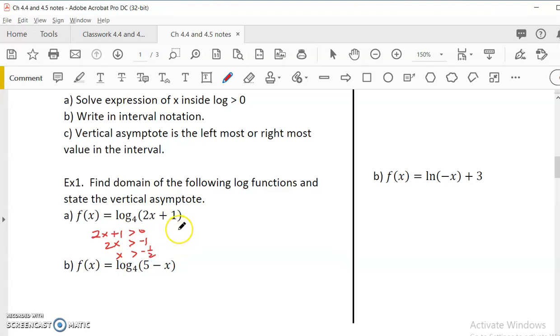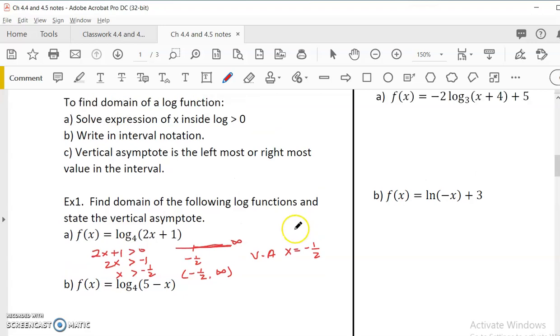In interval notation, it is negative 1/2 all the way to infinity, not including negative 1/2. Negative 1/2 is the leftmost boundary, so the vertical asymptote is x equals negative 1/2. It would not touch negative 1/2. It's approaching negative 1/2 from the right side.